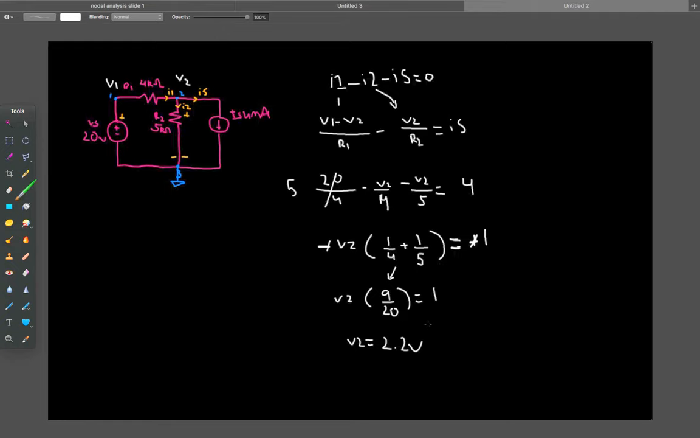Now, 1 divided by 9 over 20 is basically 20 over 9, so V2 is 2.2 volts. And that's how you solve a nodal analysis problem.